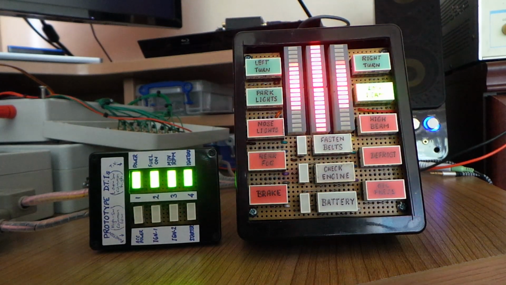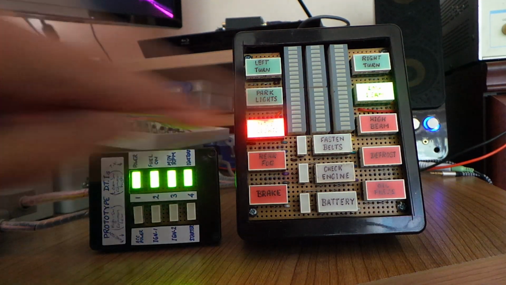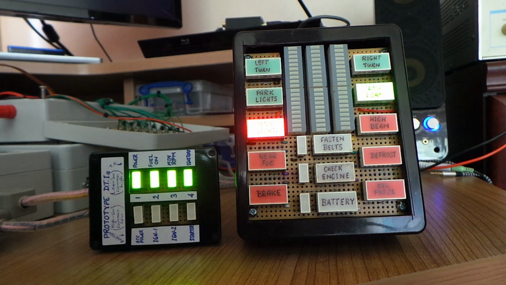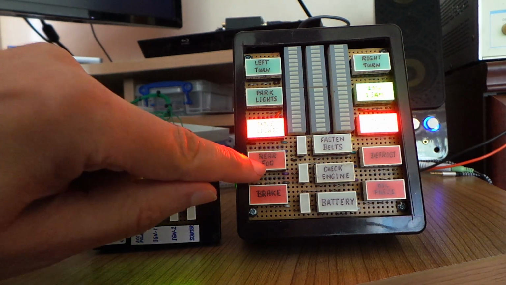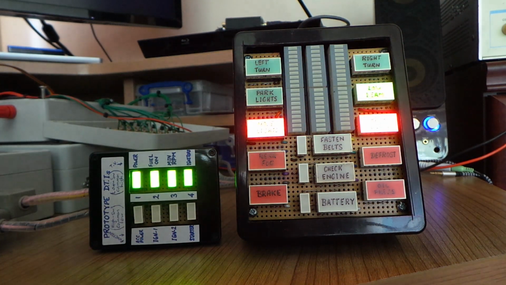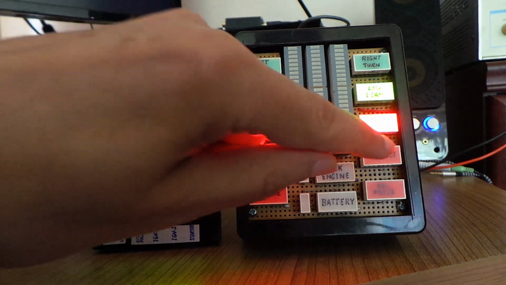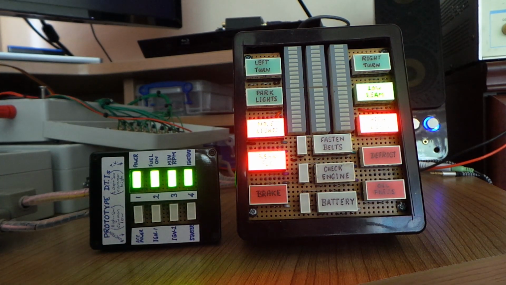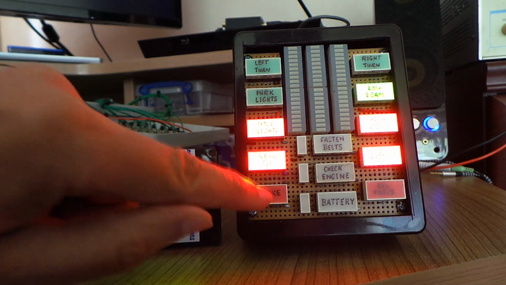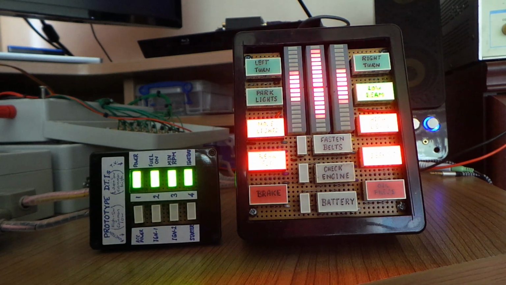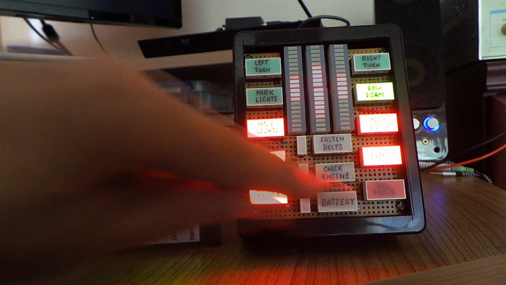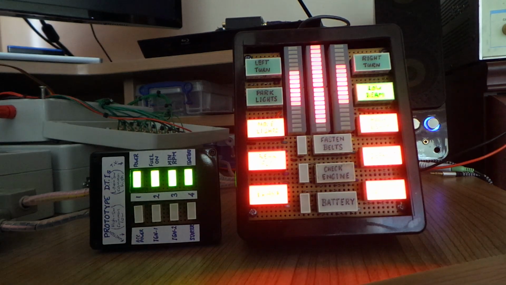So low beam is on, nose lights, high beam lights, rear fog lights, rear window defroster, brake input, that is from the park brake or from the hydraulic brake sensor, and an oil pressure input.